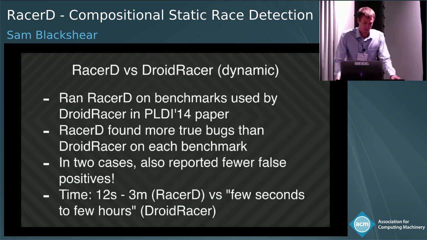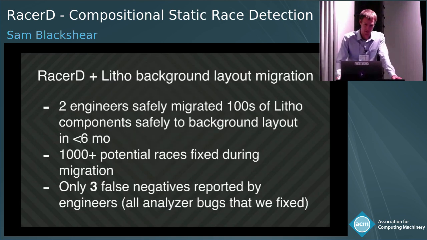For Droid Racer, the story is similar. Droid Racer is this dynamic analysis tool for Android. We took the triaging results from their PLDI 14 paper, and we were able to find more true bugs than they found on each benchmark. And they're also not quite a sound dynamic tool, so in 2 cases, we actually reported fewer false positives as well. The time story is similar, 12 seconds to 3 minutes for RacerD, versus they didn't report precise timings for Droid Racer, but it was a few seconds to a few hours, so performance is a little better.